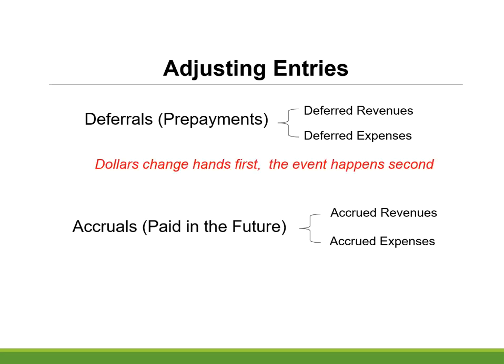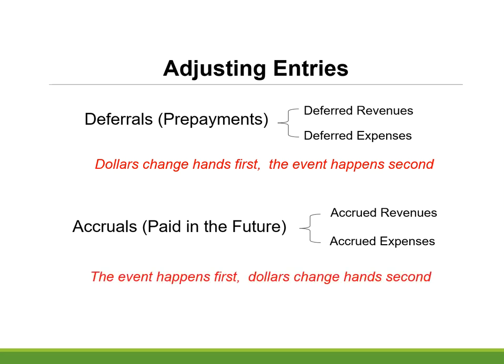So with deferrals, the dollars change hands first and the event happens second. So for example, let's say that a customer gave us a deposit, so they gave us the cash first, but we haven't performed the service, that would happen second. So that is considered a prepayment. Or if we paid our rent in advance, our dollars change hands first, we give our landlord the rent, and then we get to use the rent second.